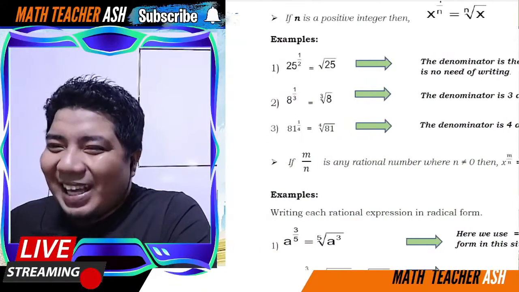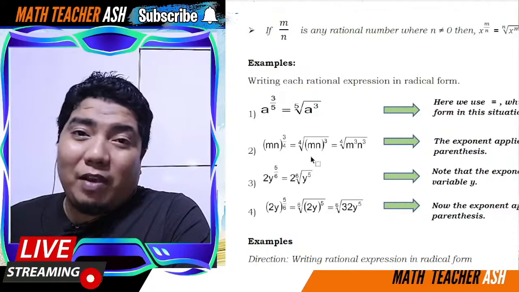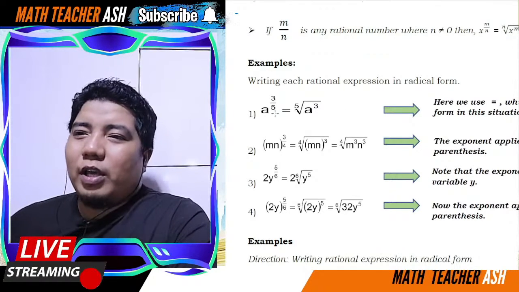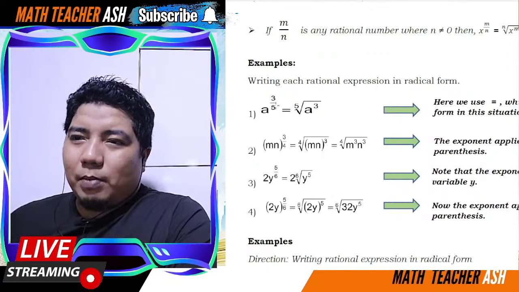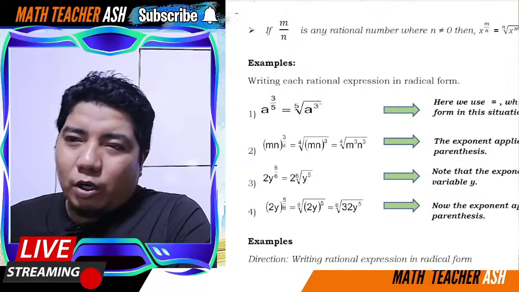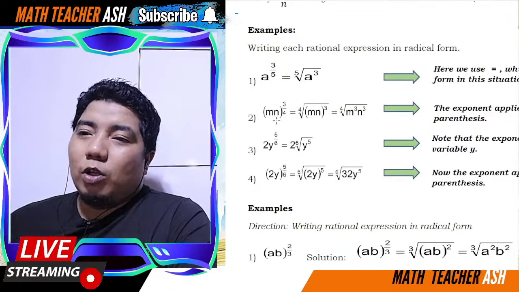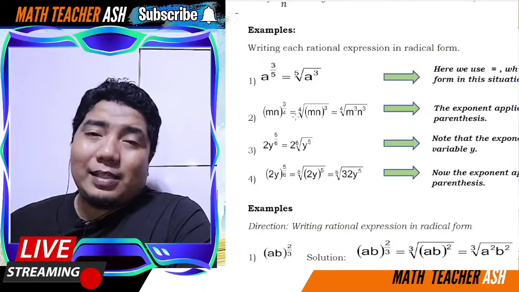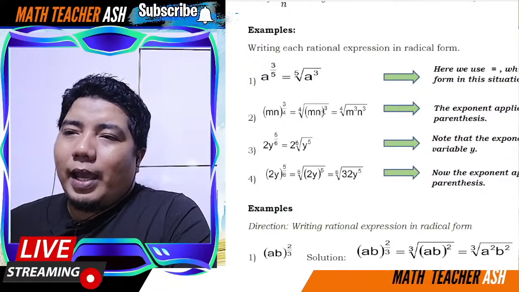Ayan. Okay. So, let us try to consider this example. So, we have here a to the power of 3/5. Of course, this will become the 5th root of a cube. Ulitin ko. A to the power of 3/5. This will become the 5th root of a cube. Bakit? Because 5 here will become the index and the 3 here will become the exponent of your radical expression. Alright, next, we have (mn) to the power of 3/4. Of course, dahil magkasama sila, pwede mo silang pagsamahin din sa isang radical symbol. So, that will become 4th root of (mn) to the power of 3.